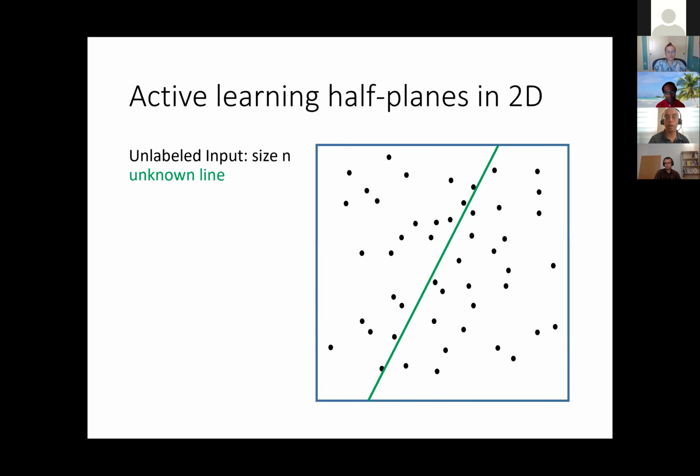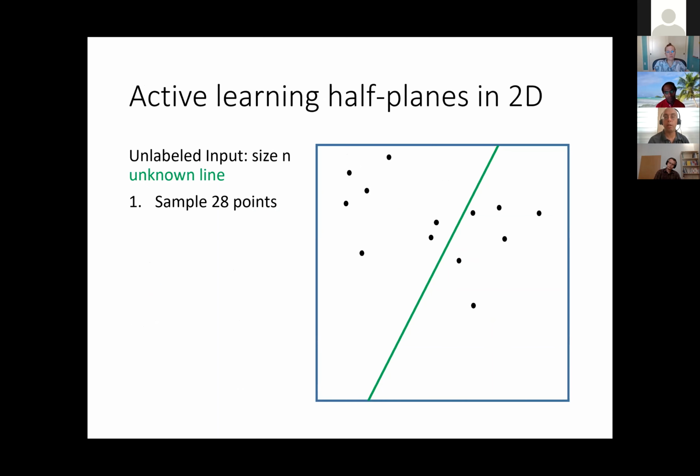What I don't know is the labeling, and there is an unknown line. So here's the algorithm. First, I'm going to just randomly sample 28 points. Why 28? It seems like a weird number, but you'll see why. 28 is actually going to make this work. You can make this work with less than 28. The best we can prove is 20, but you need some constant number of points. Let's stick with 28. So you sample 28 points.